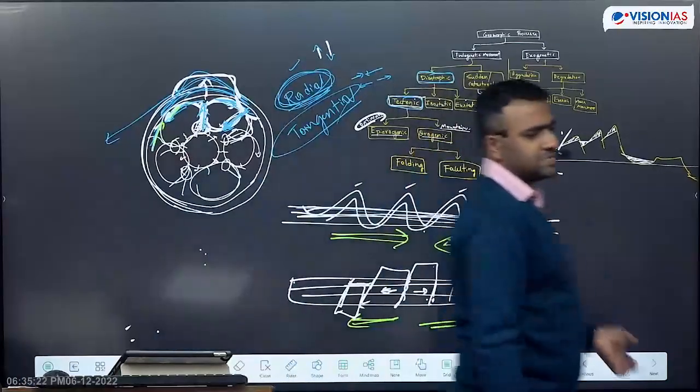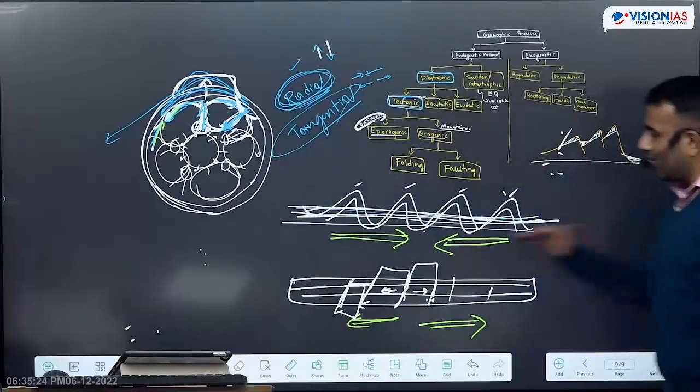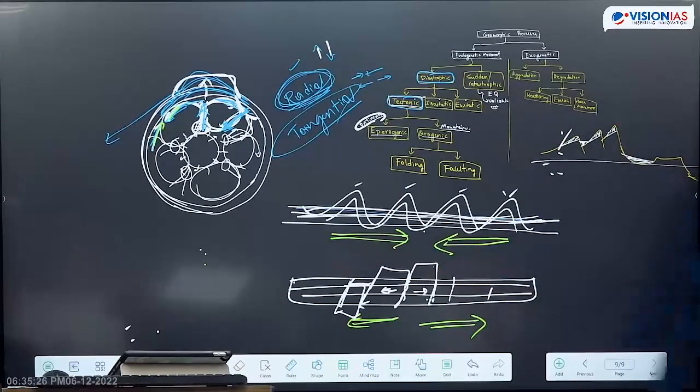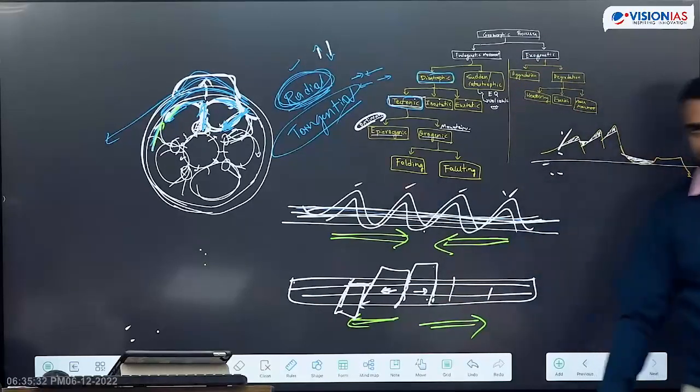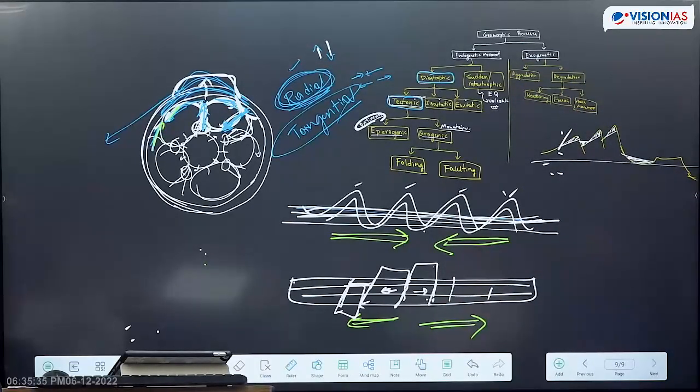Overall, both are tangential, right? What is tangential? Which are acting along the surface. They are acting along the surface. Inside force है, इसीलिए endogenetic है. But along the surface, that is tangential. Right? Any doubts here?